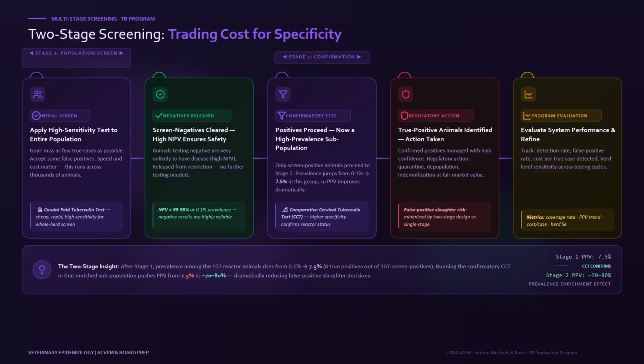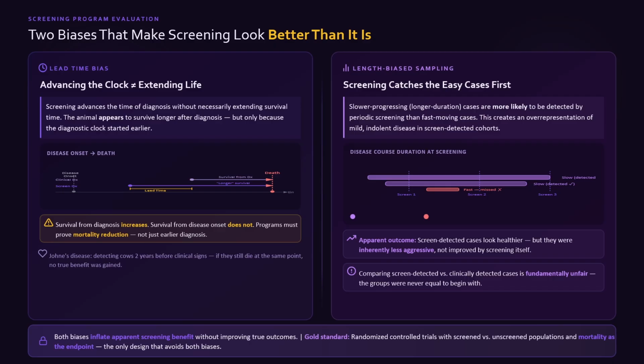Even a well-run program can look more successful than it really is. Let's expose the 2 biases that fool people into overestimating screening. Which test to use isn't enough. You also have to know how screening can deceive you. 2 biases can make a completely useless program look like a triumph. Let's take them one at a time.